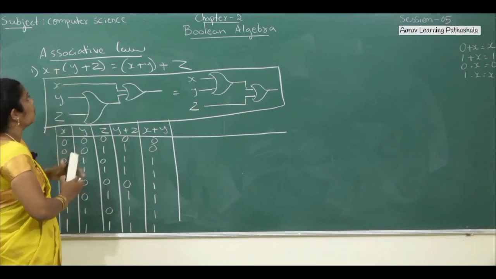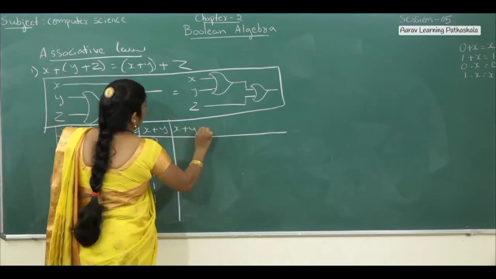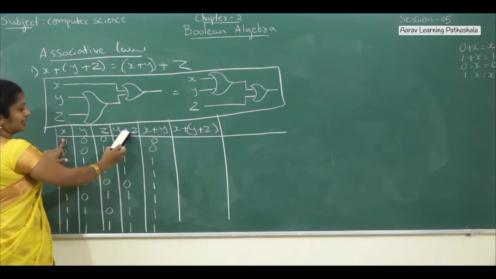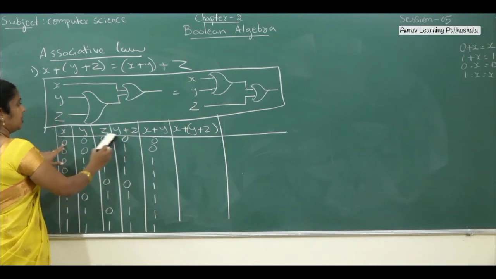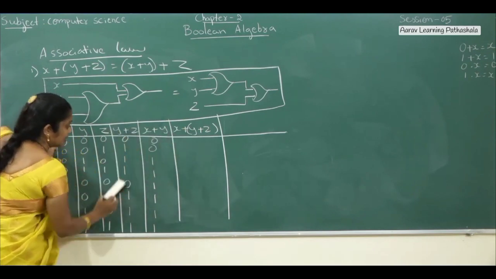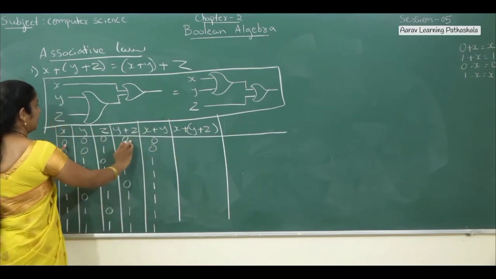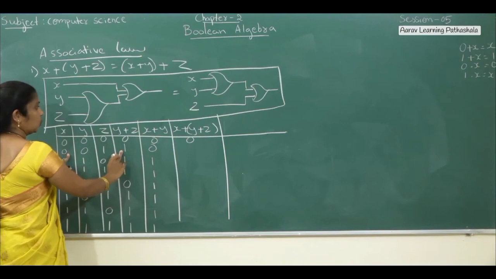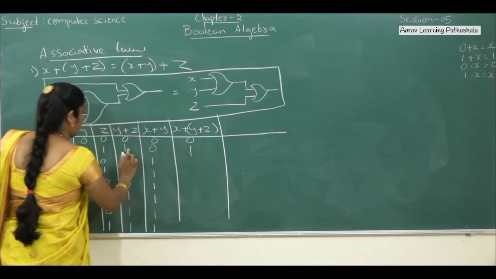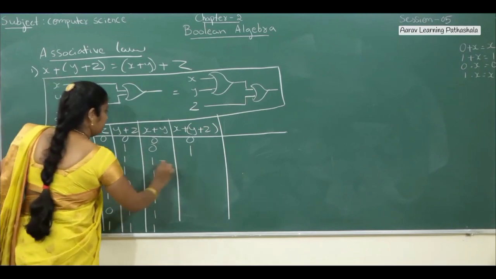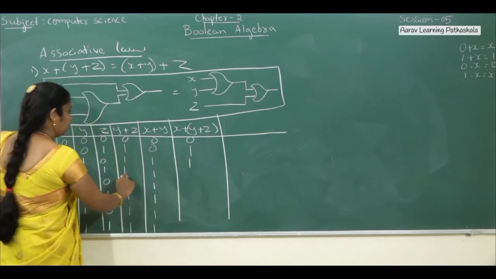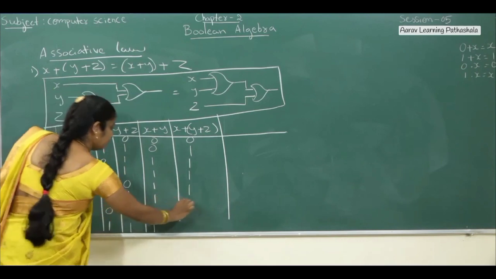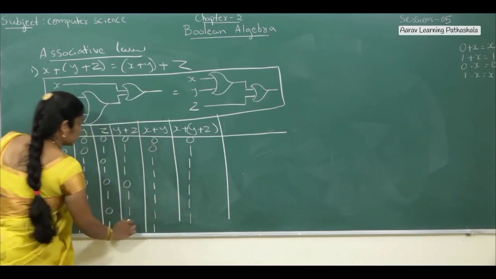Now we'll take x plus (y plus z). This part we'll take, which means we'll consider the x column as well as the y plus z column. These two columns we have to consider. Now 0 plus 0, output becomes 0. Next, 0 plus 1, output becomes 1. Next, 0 plus 1, output becomes 1. Next, 0 plus 1, output becomes 1. Next, 1 plus 0, output becomes 1. Next, 1 plus 1, 1. Next, 1 plus 1, 1. Next, 1 plus 1, 1.